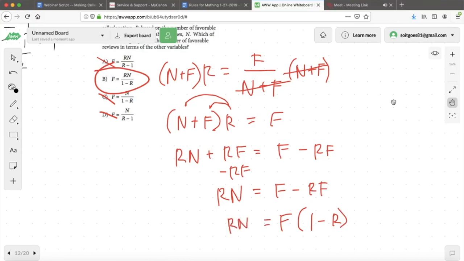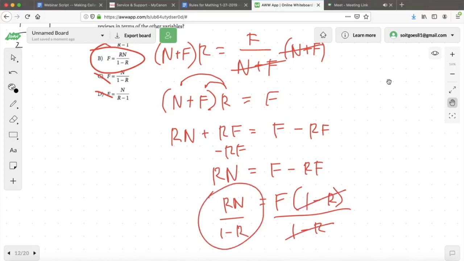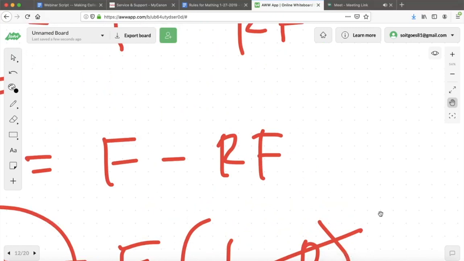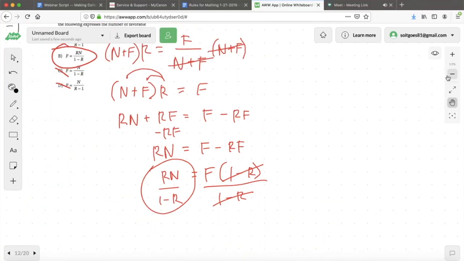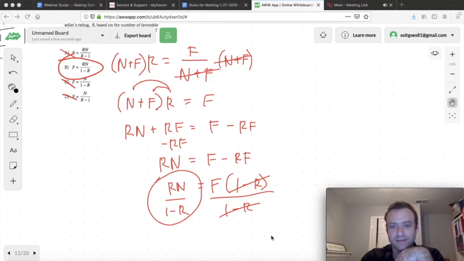And now we're just one step away. Got to divide both sides by 1 minus R. That cancels out. F equals Rn divided by 1 minus R, which is answer choice B! And that's kind of how they want you to solve it. But that's really complicated. I mean, really complicated. And you just turn it to arithmetic, and anybody can do it. Anybody. Questions about that?